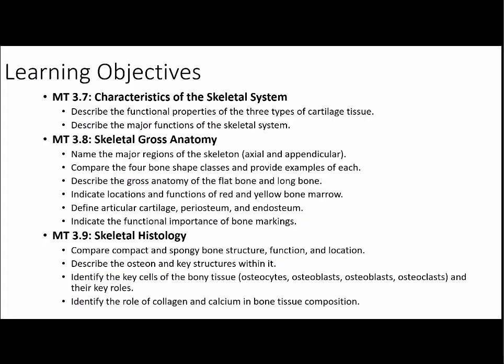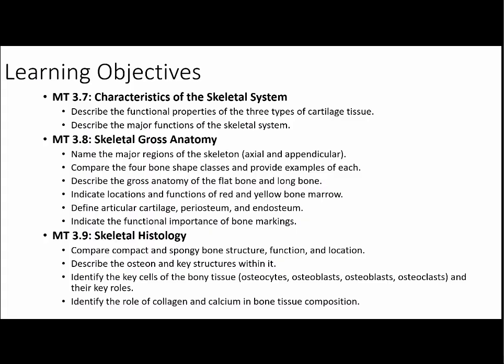You'll need to be able to describe the gross anatomy of the flat bone versus the long bone, indicate the locations and functions of red and yellow bone marrow, define articular cartilage, periosteum, and endosteum, and indicate the functional importance of bone markings. Then we'll move on to skeletal histology, where we will look at the structure, function, and location of compact versus spongy bone.